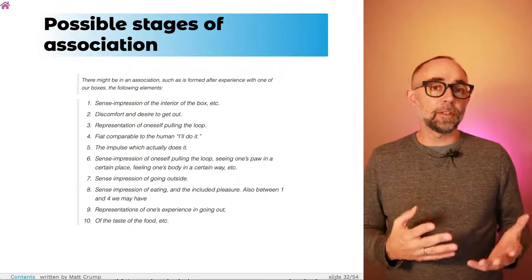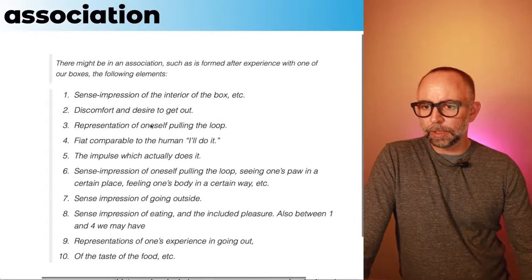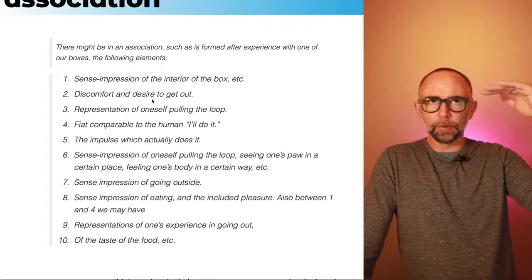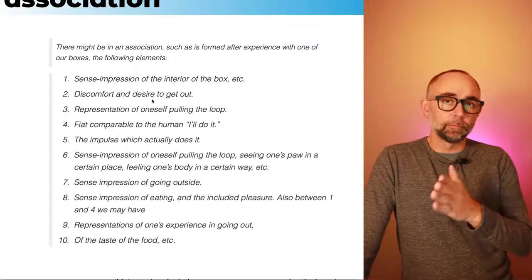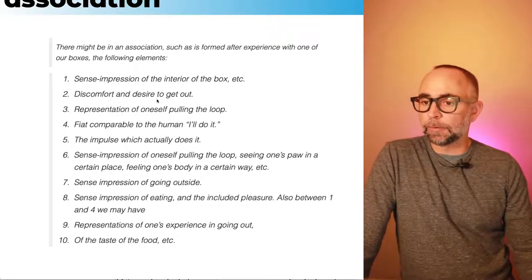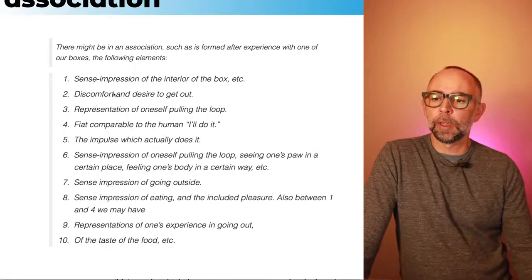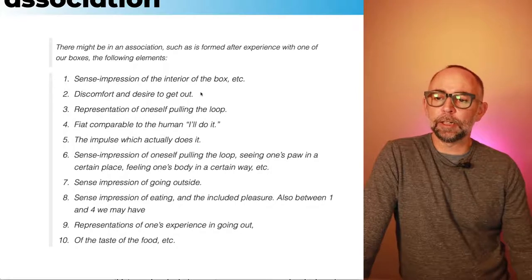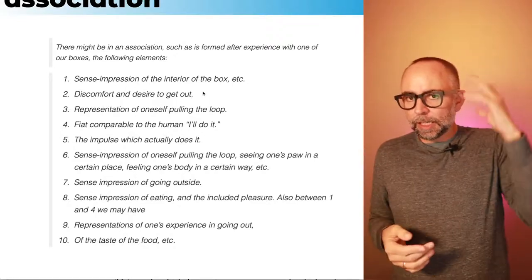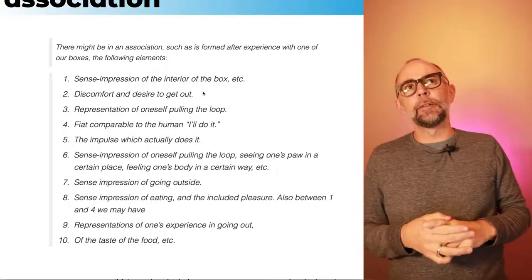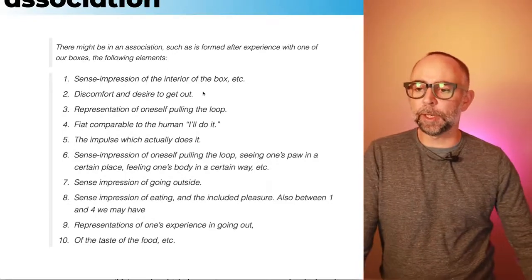Thorndike was interested in alternative perspectives. So he considered possible stages of association, such as these. And this is an example of Thorndike thinking about breaking down in stages what might be going on with this cat in terms of their subjective experience. So perhaps they get put in the puzzle box and they have some sense impressions of the interior of the box. And they experience discomfort and a desire to get out. It's possible they have some type of mental representation while they're in the box that gets activated of pulling a loop, and that's meant to say that there's some loop in there. If you pull it, it will open a door, for example.